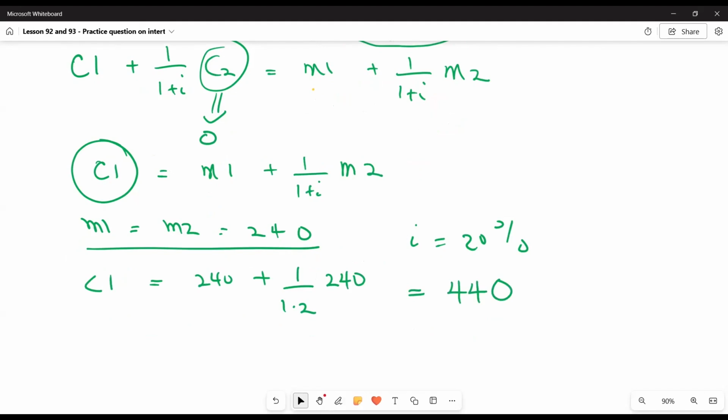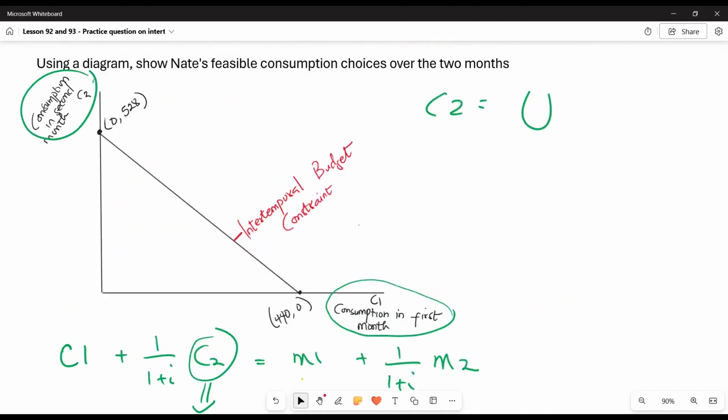So the maximum value of C1 when C2 is 0 is 440. So if Nate decides that he will spend all his income today and also borrow an amount against all of his future income, the maximum amount that he can consume is 440. If we come back to our diagram, this is represented here, where C2 is 0 and C1 is 440.